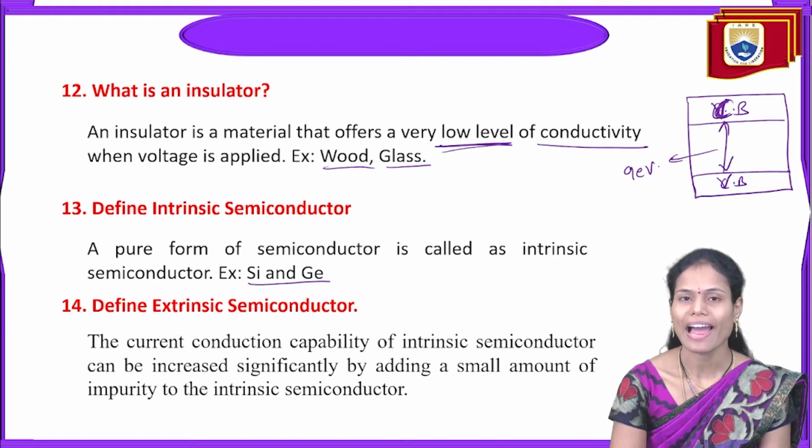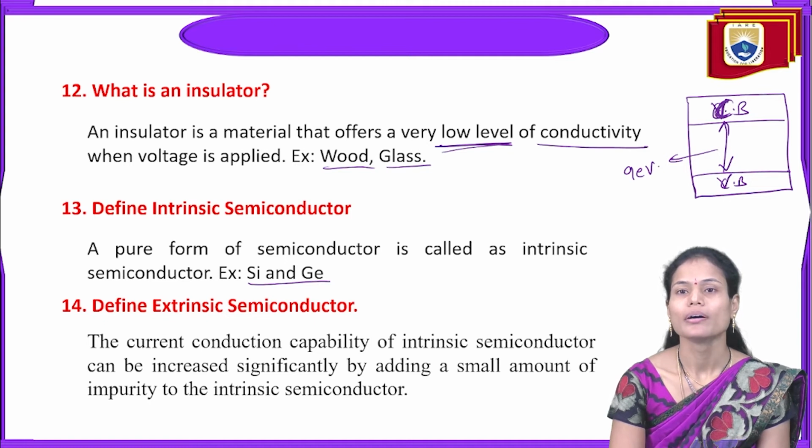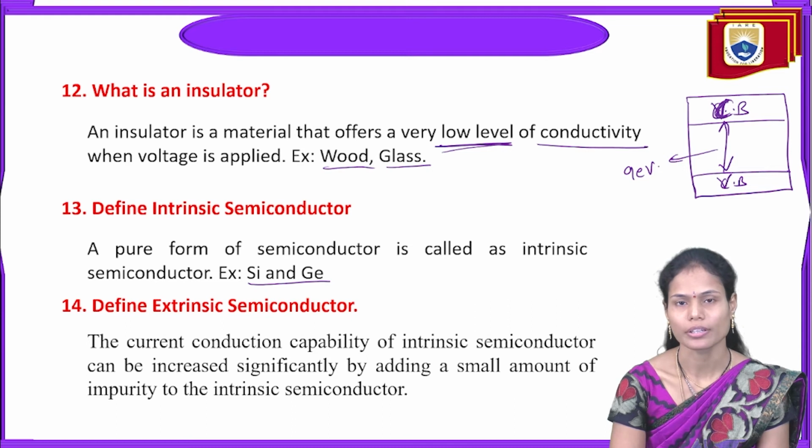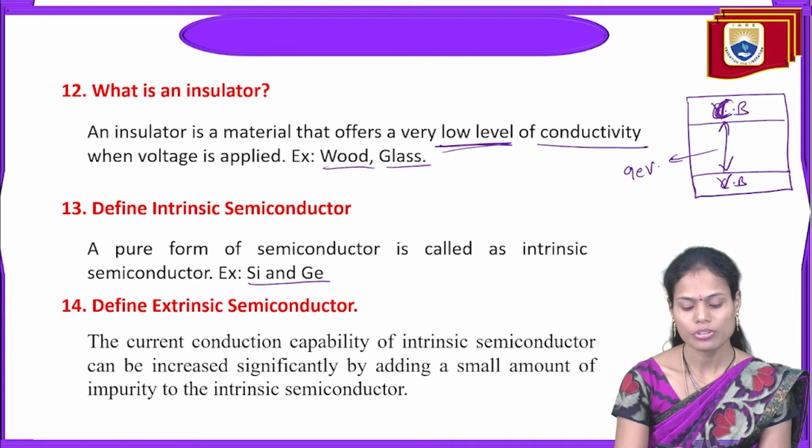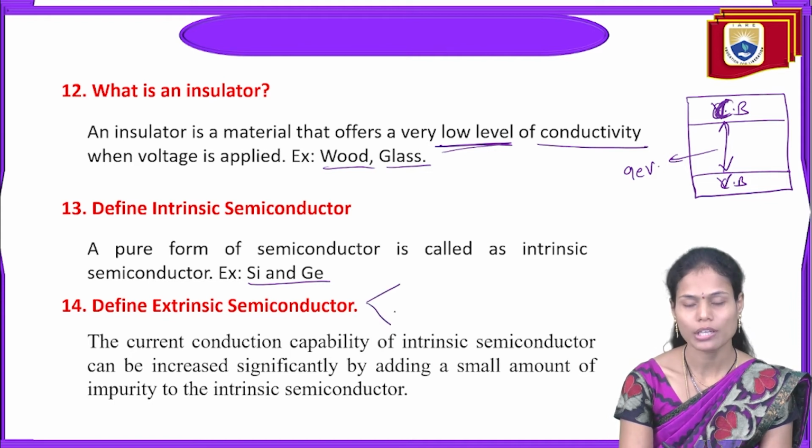The process of adding impurities to the intrinsic semiconductor gives the extrinsic semiconductor. If we add those impurities, we can improve the number of majority charge carriers in the material, so the conductivity of the material increases. That indicates the extrinsic semiconductor. Extrinsic semiconductors are available in two types: N-type extrinsic semiconductor and P-type extrinsic semiconductor.